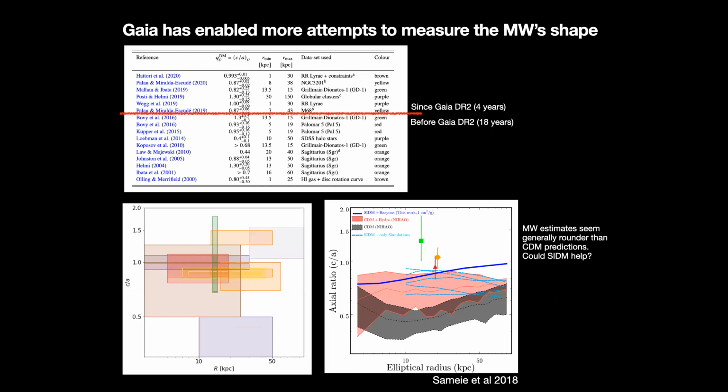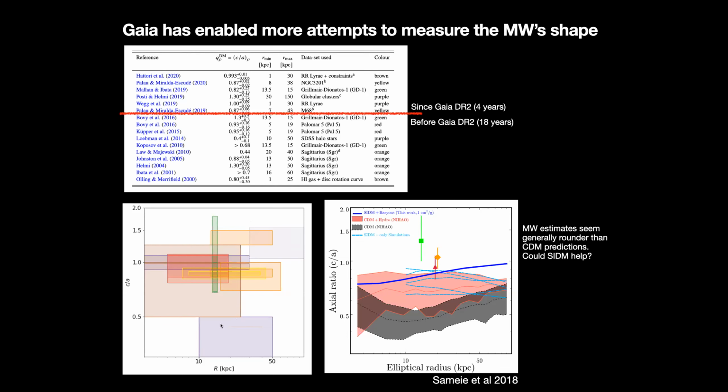So Gaia has enabled a lot more attempts to measure the Milky Way's shape, and most of these are using streams because they're especially sensitive to the shape of the galaxy. They start out on similar orbits, so departures from spherical symmetry lead to precession of those orbits in bulk, and precession of the plane that the stream is in.